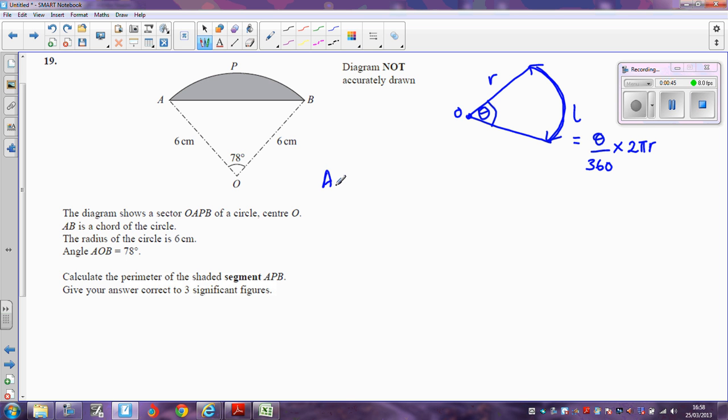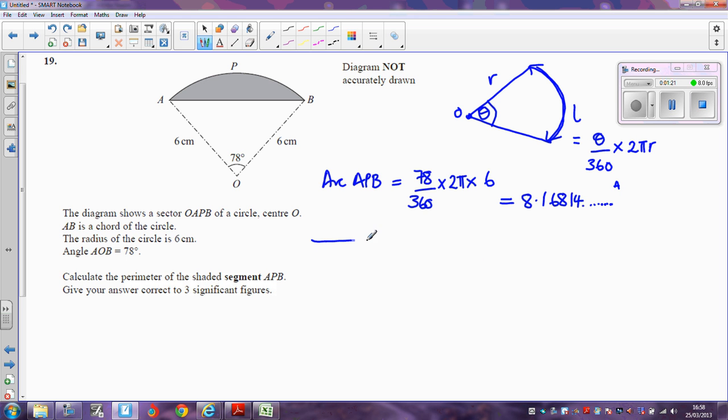So in this case, the arc, I'm going to call it arc APB, is equal to 78 divided by 360 times 2 pi times the radius, and the radius here is 6. If we work that out, I could do a bit of cancelling, but I could just stick it straight into my calculator. That comes out as 8.16814. Save that into the memory of your calculator. I might put it into my memory and call it A.